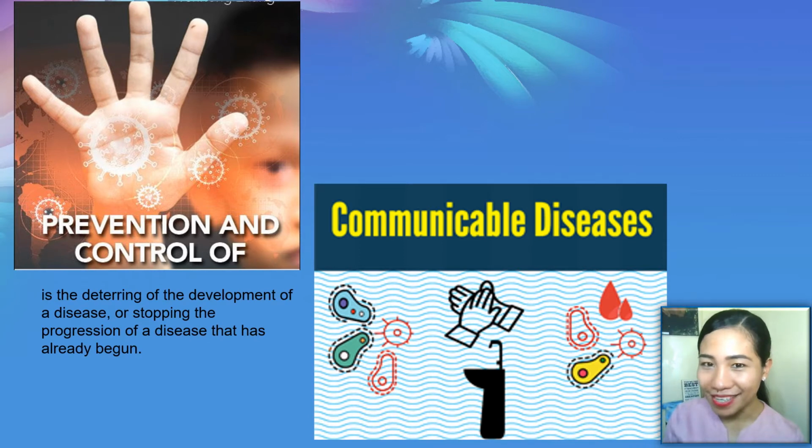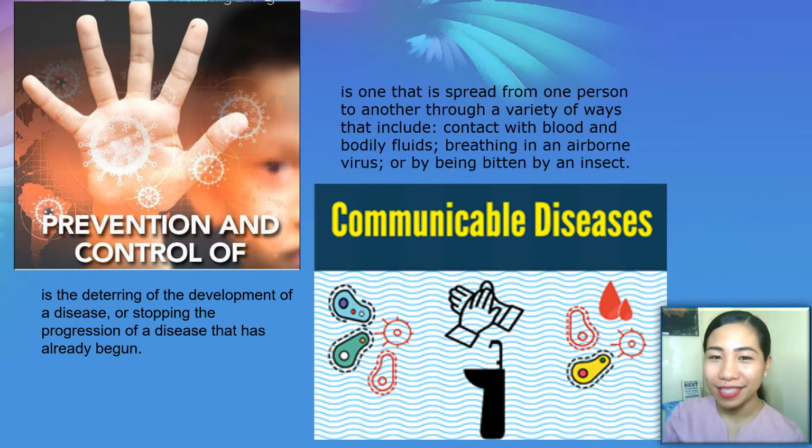or stopping the progression of the disease that has already begun. On the other hand, a communicable disease is one that spreads from one person to another through a variety of ways that include contact with blood and bodily fluids, breathing in an airborne virus, or being bitten by insects.